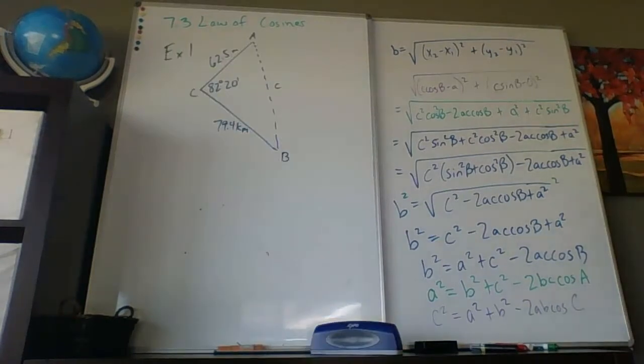Example 1. A surveyor wishes to find the distance between two inaccessible points A and B on opposite sides of a lake. While standing at point C, she finds that side B equals 62.5 meters, side A equals 79.4 meters, and angle ACB measures 82 degrees 20 minutes. Find the distance C.